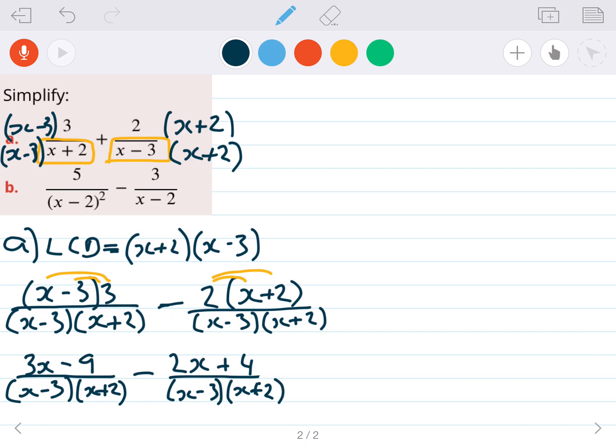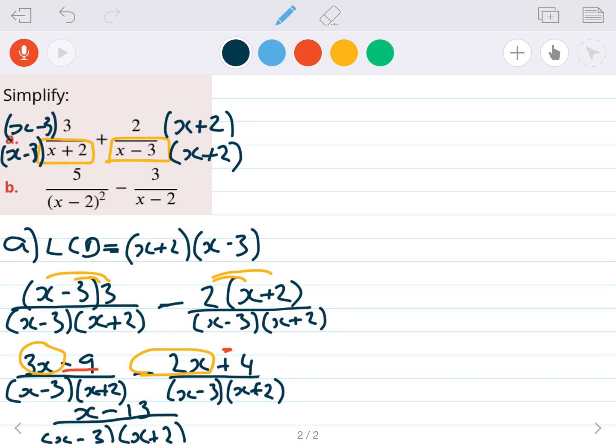So now it's just combining our numerators. So 3x minus 2x, that leaves us with x. These are our like terms, so 3x, and then we're minusing 2x. And then we're going to be doing negative 9. And just remember, this needs to minus this 4, so we're going to be minusing 4 here because we've got the minus out the front there. So negative 9 minus 4, which is negative 13. And this is all over x minus 3, x plus 2.